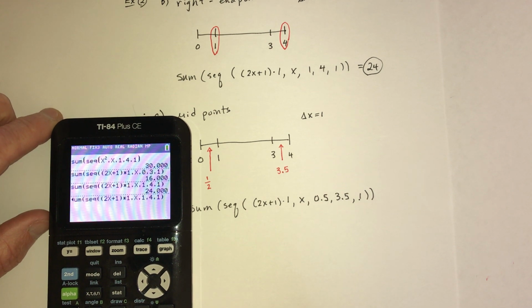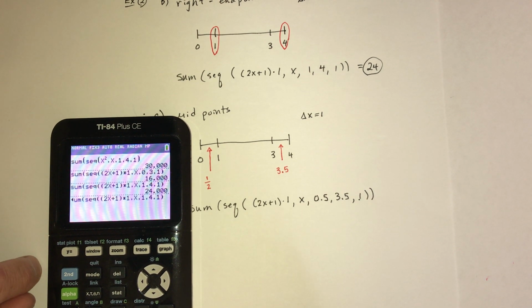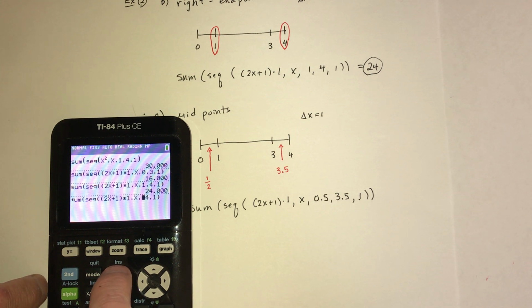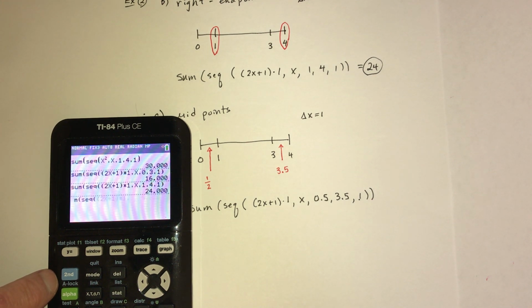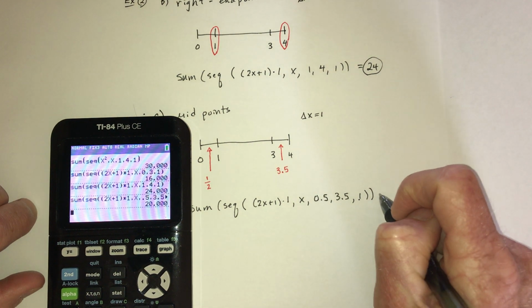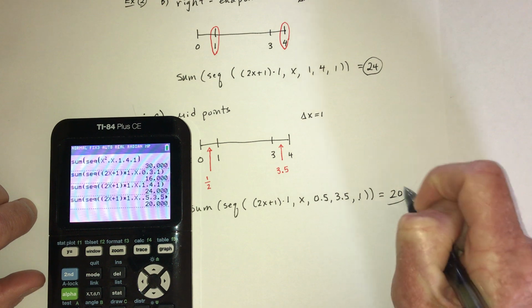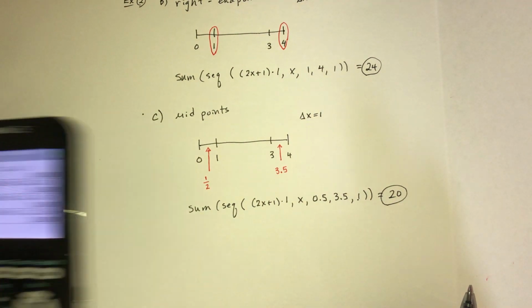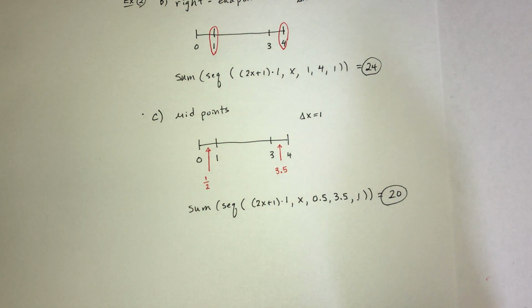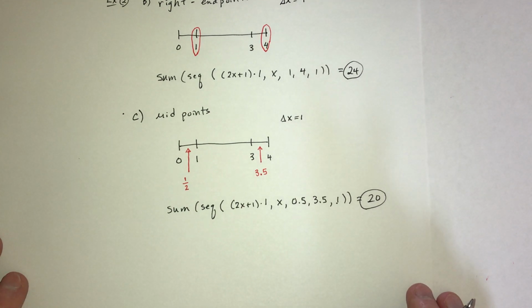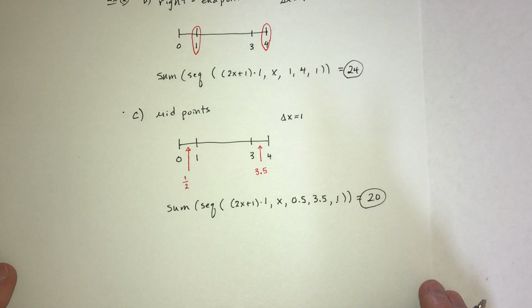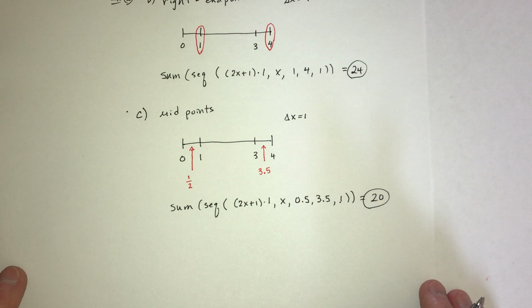So now I need to erase the 1. So I think what I'll do is just erase the rest of that stuff and then put a 0.5 until 3.5 in increments of 1. And so 20. So the first answer, 16, was too small, 24 was too big, and 20 is our best estimate.